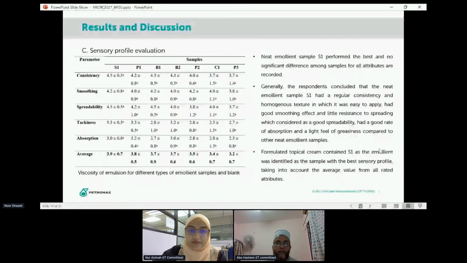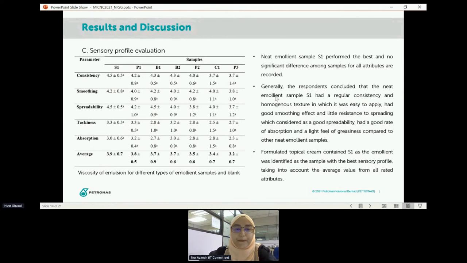So this is the sensory profile analysis when we analyze using the ANOVA analysis method. Sorry. So from this table, we can see that the neat emollient sample performed the best. It has an average value of 3.9 compared to the other 6 samples. Oh, sorry, 7 samples. And in terms of consistency, smoothing, spreadability, tackiness, absorption, the average score for S1 is 3.9, higher than the others, but it has only a slight difference from P1, B1, and B2.